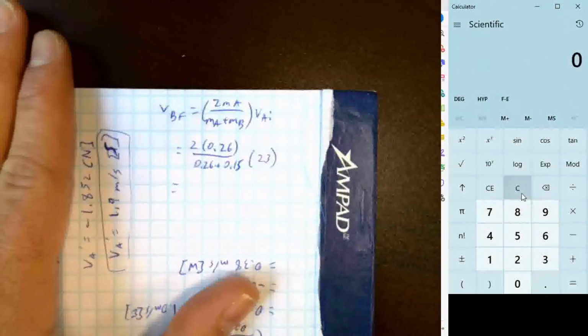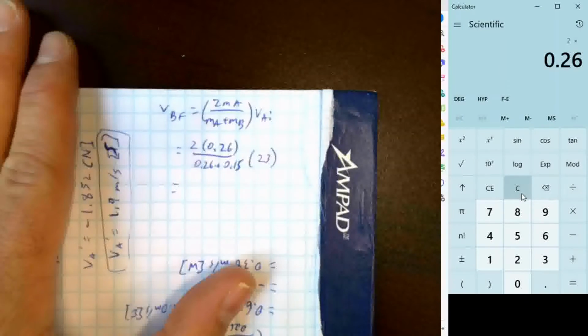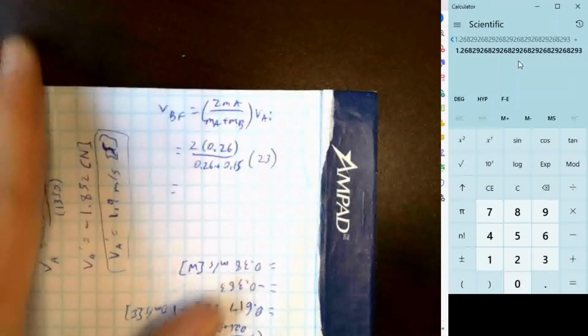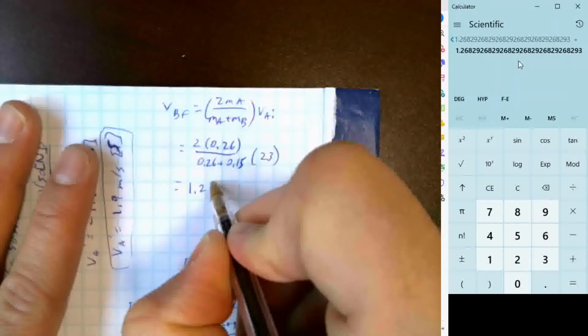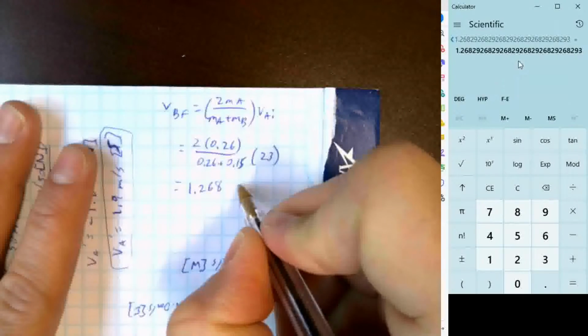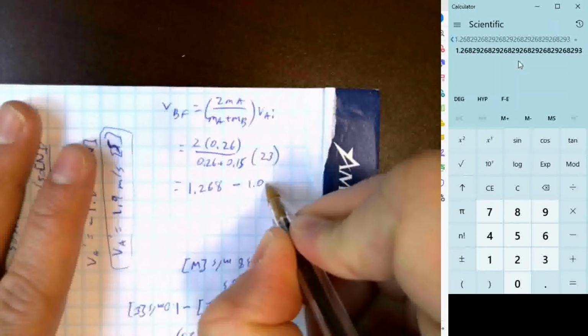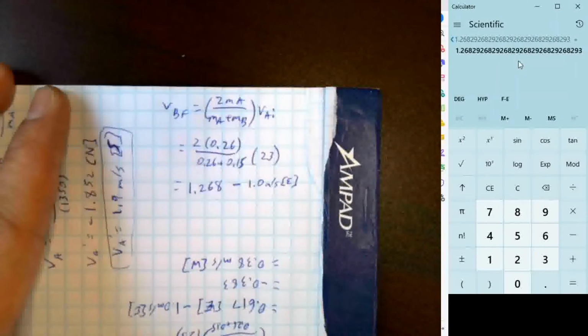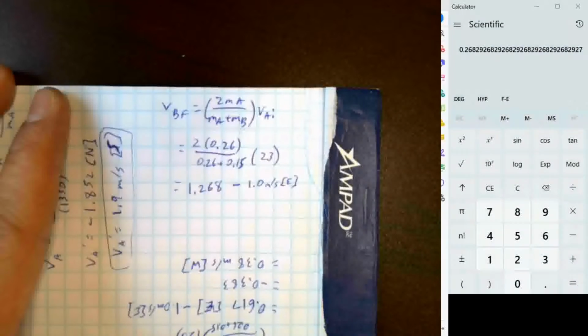So 2 times 0.26 divided by 0.26 plus 0.15 gets me to this value here. I'm going to write this down as 1.268. Now I need to subtract the 1.0 meters per second east that I initially added. That would be subtract 1.